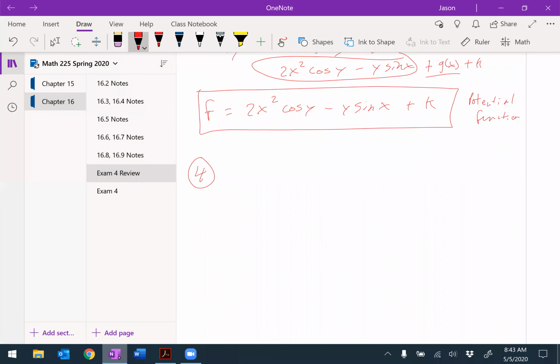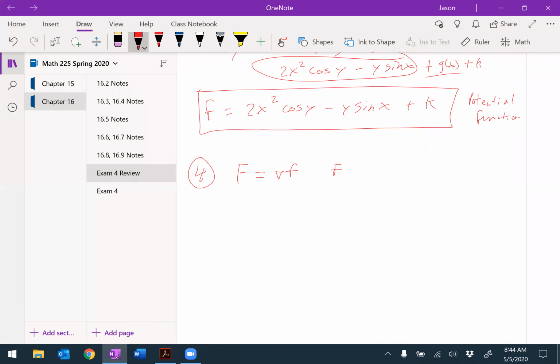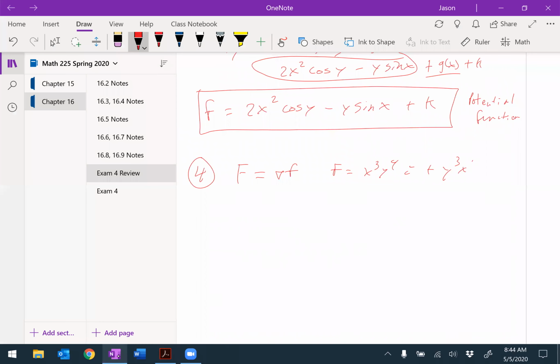Okay, so we want to find f is equal to the gradient of s such that f is equal to x cubed y to the 4th. Okay, so capital F is equal to x cubed y to the 4th i plus y cubed x to the 4th j.